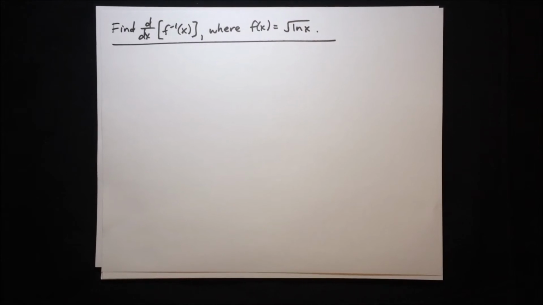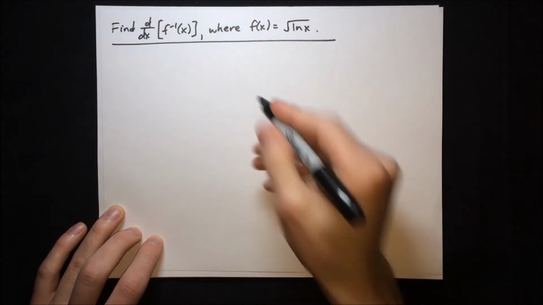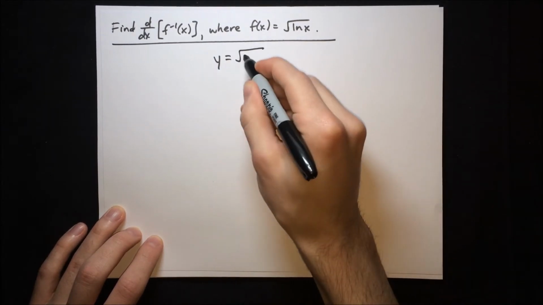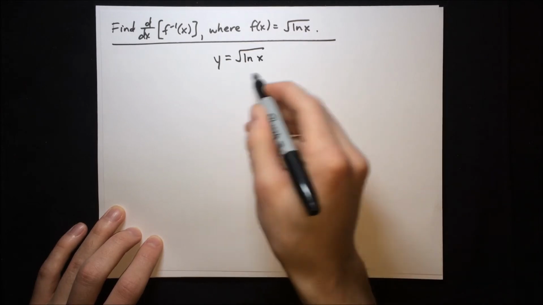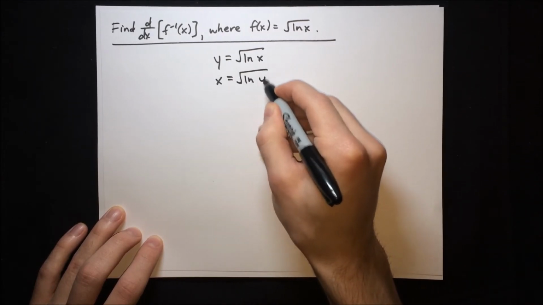Now let's do a bit of a trickier question. So the process is still the same. We're going to start out by replacing f of x with y, and then we've got y equals ln x, and then we switch y and x to get x equals root ln y.